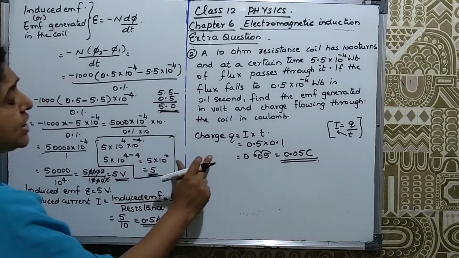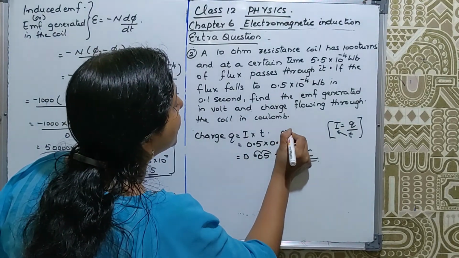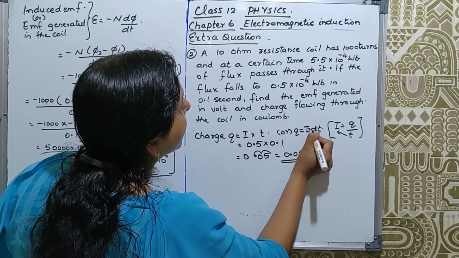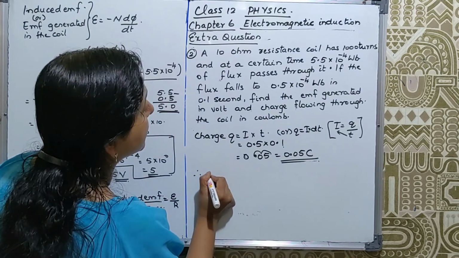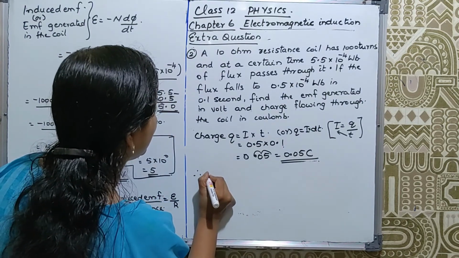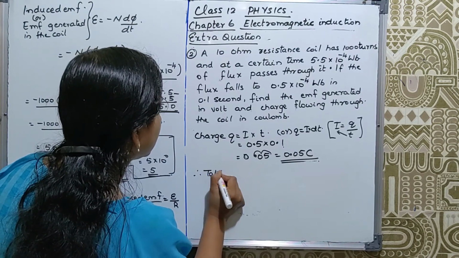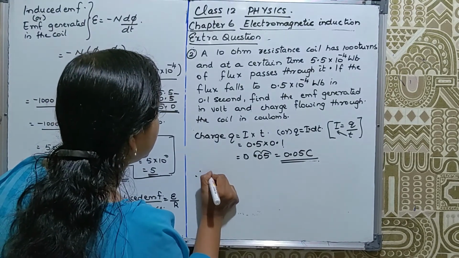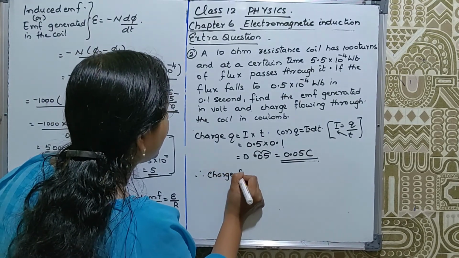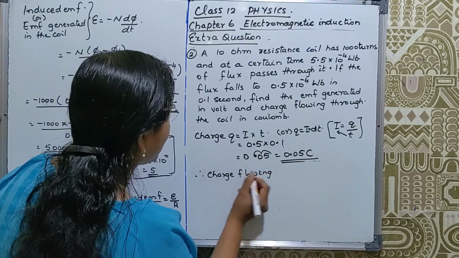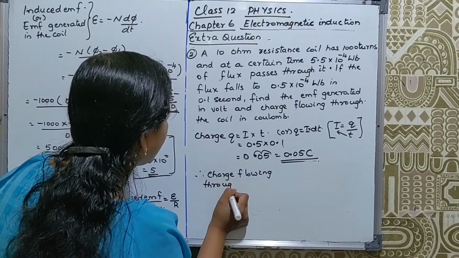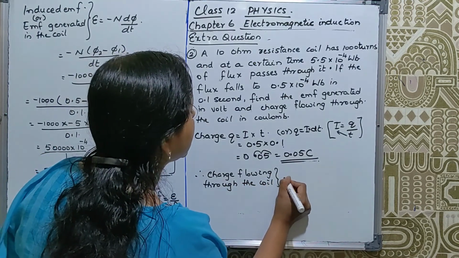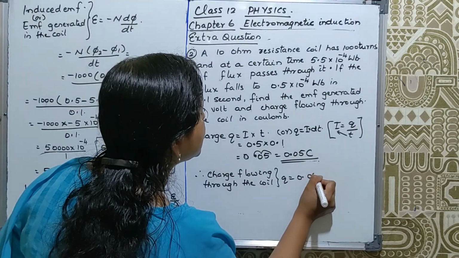So charge Q equal to I into T, or you can write Q equal to I into dt. Therefore, the total charge flowing through the coil in coulomb, that is Q equal to 0.05 coulomb.